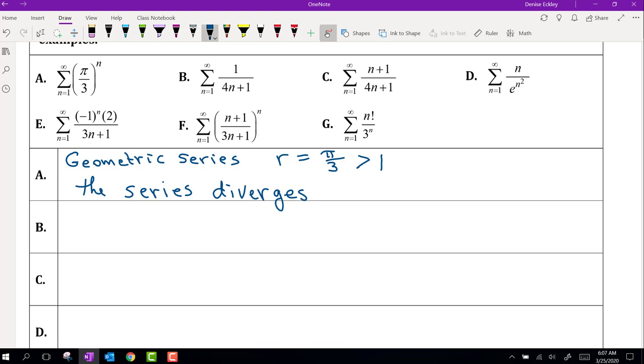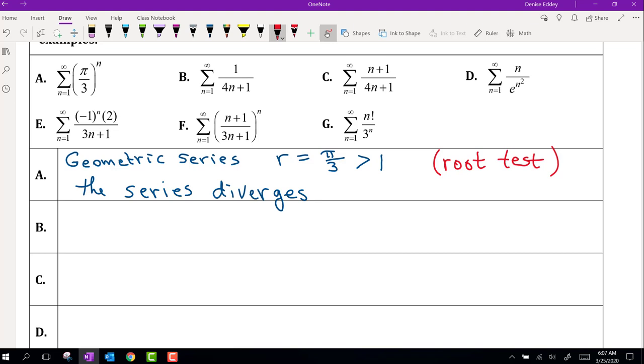But I will note here, because it is a pretty simple test to use, that the root test would work too. But it's not as efficient as seeing that the series is a geometric series.